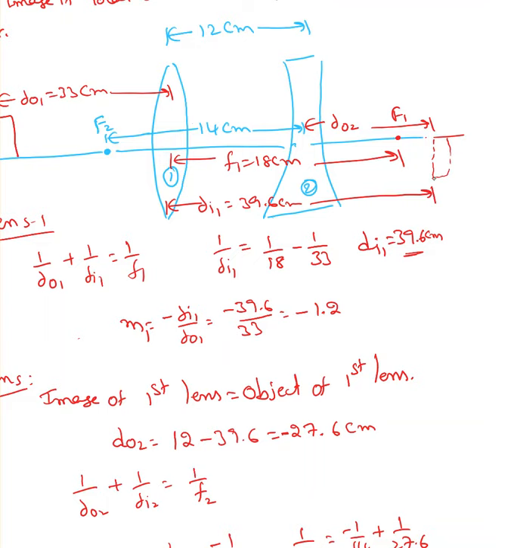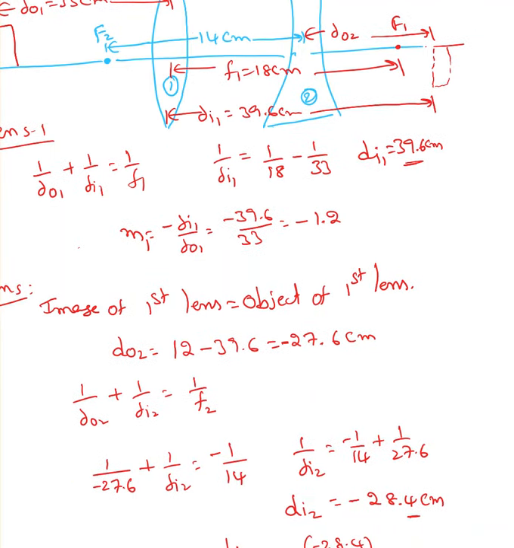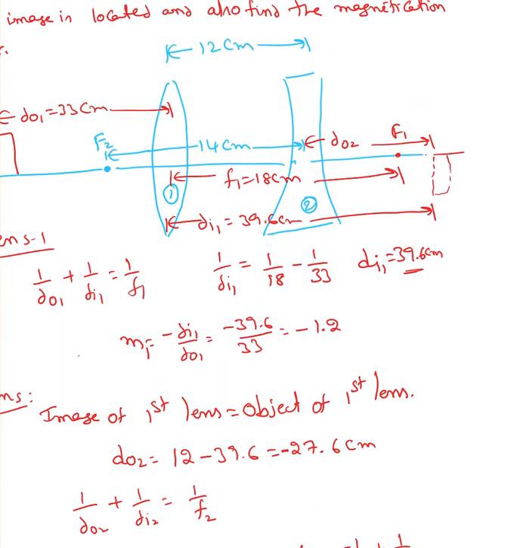So this is the object for the second lens. So the image of that lens is going to be somewhere here, which is 28.4 centimeters. So it's going to be somewhere there. This distance is 28.4 centimeters, which is the distance of image 2. Now, I have M2 as inverted.